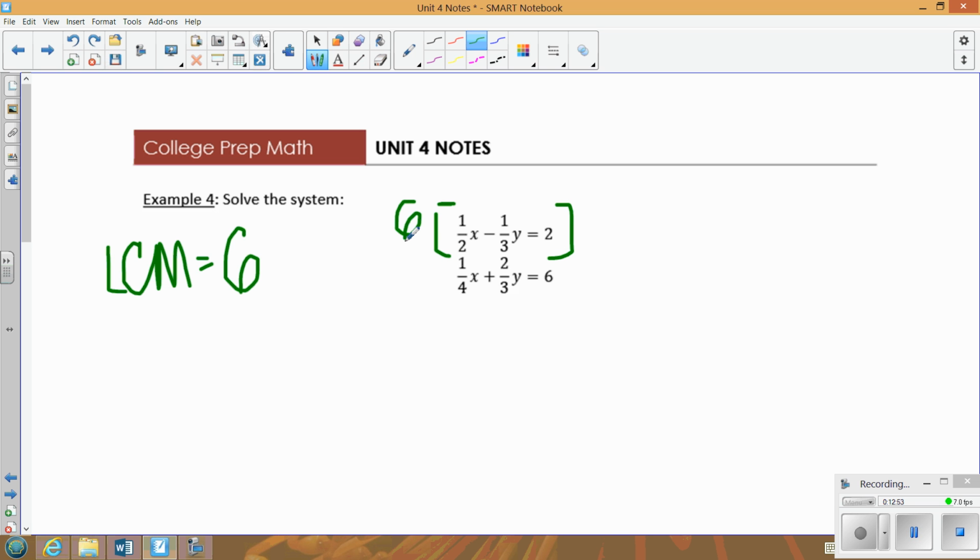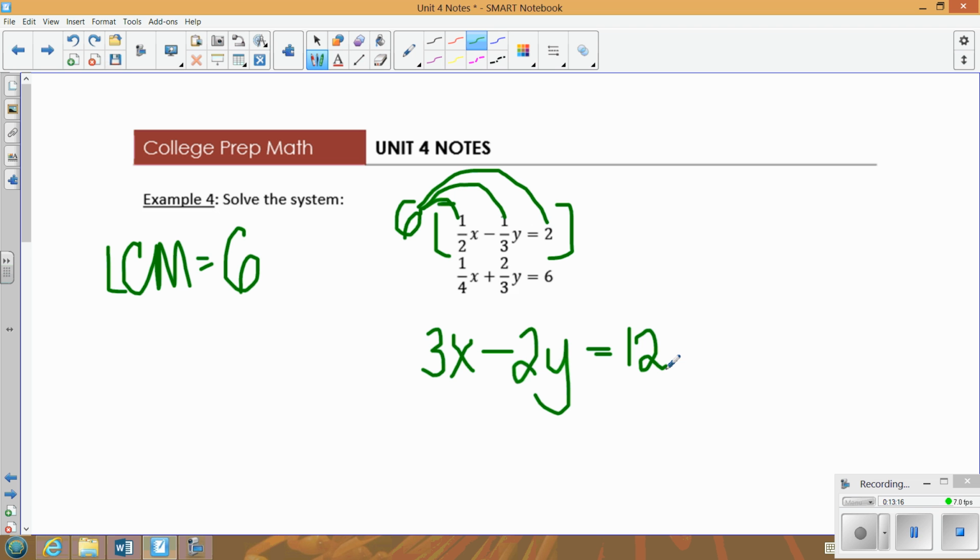So it's going to be 6 times each piece. So 6 times 1/2, thinking of it as 6 divided by 2, is 3x. Then I have 6 times negative 1/3, so negative 2y. And then 6 times 2 gives me 12. So there's the first one. I'm going to do the same thing with the second one.